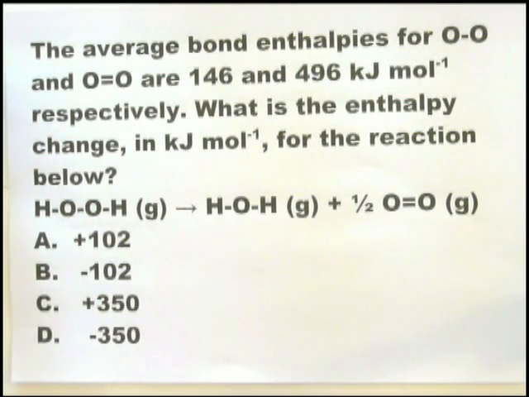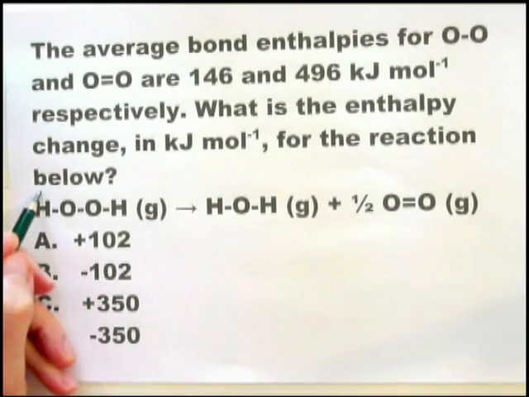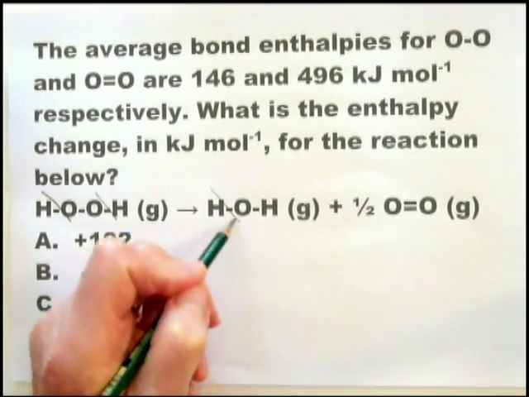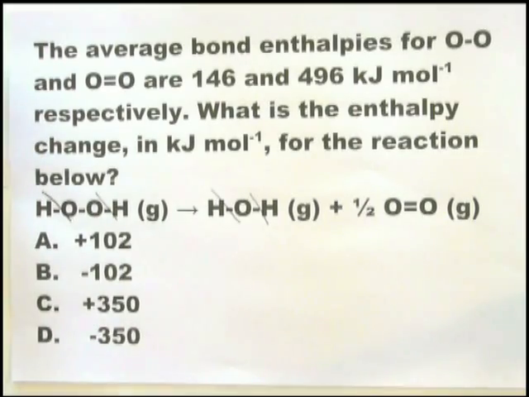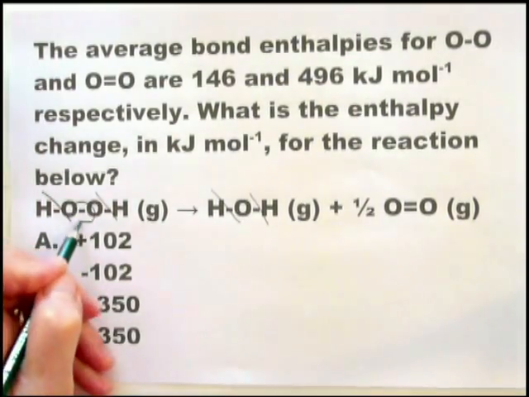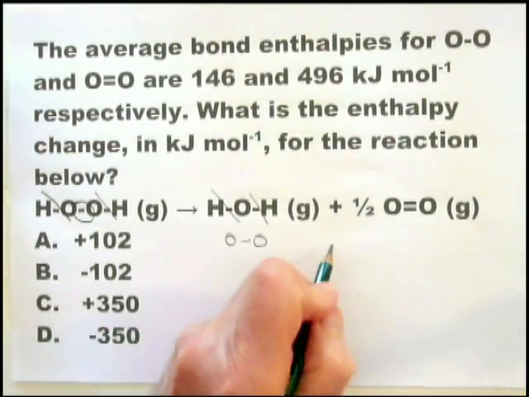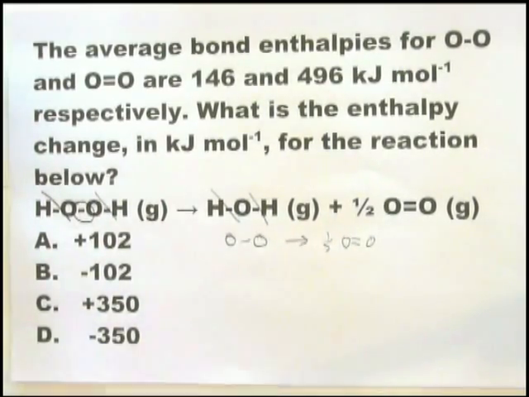Okay, you're not told everything about bond enthalpies. You're not told anything about the O-H bond enthalpies, but there's two of them. There's one there, and they occur on that side of the equation as well, so you don't need to include them. All you're interested in is the O-O and the half O double bond O. So that's the only thing you need to consider.